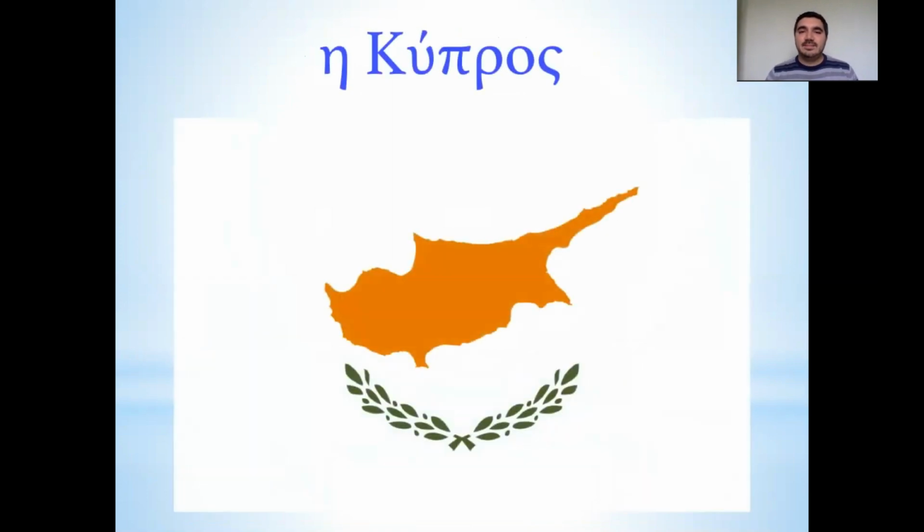And this is the flag for Cyprus. Cyprus comes from the Greek word Kypros. As you can see, the sigma at the end of Kypros is in that shape just because it is at the end of a word. So Kypros.